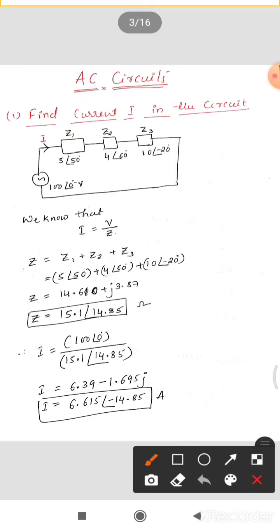Let's see. They have asked us to find the current I in the circuit. Where is that I? Here it is.